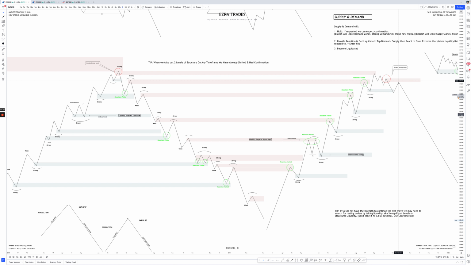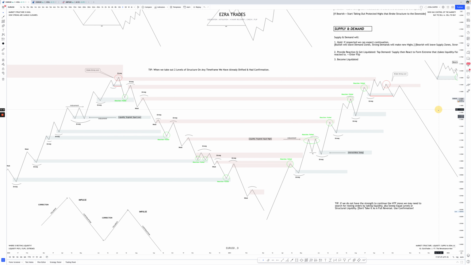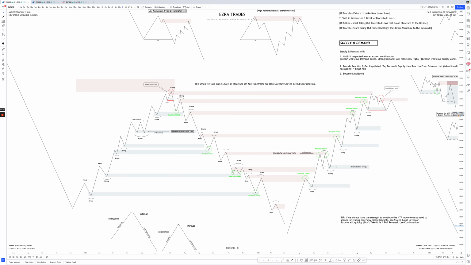We pull back. The pullback what? Does not create a higher high either. It mitigates the supply that broke this demand. And now we continue with the higher time frame impulse continuation bearish. And that's what happens. So that's kind of what I wanted to go over in this video.